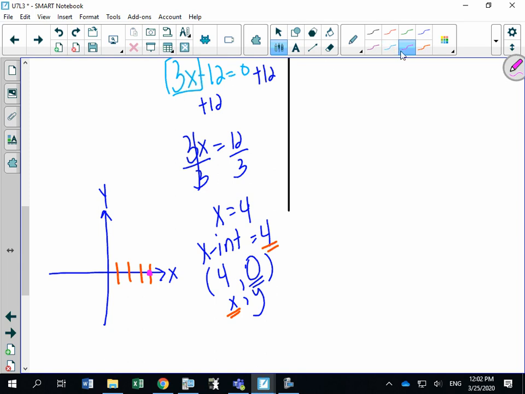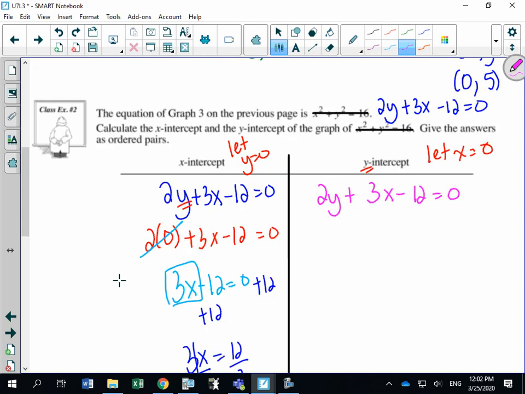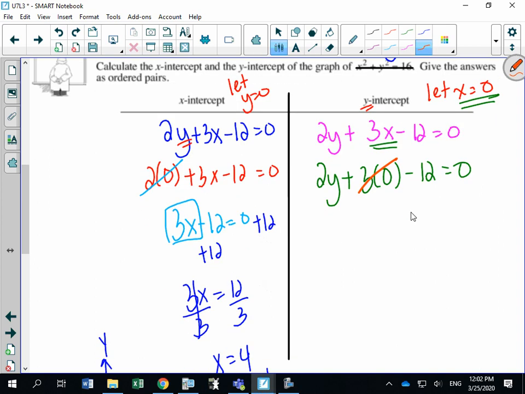Now let's figure out the y-axis. So basically, it's got to go through this point, and my graph's either going to go in that direction or it's going to go down here, right? Where is my graph going to cut the y-axis? So to figure out the y-intercept, you let x equal to 0. So this guy's going to be equal to 0. So 2y plus 3 times 0 minus 12 is equal to 0. 3 times 0 is 0. I'm just going to get rid of it. 2y minus 12 is equal to 0.